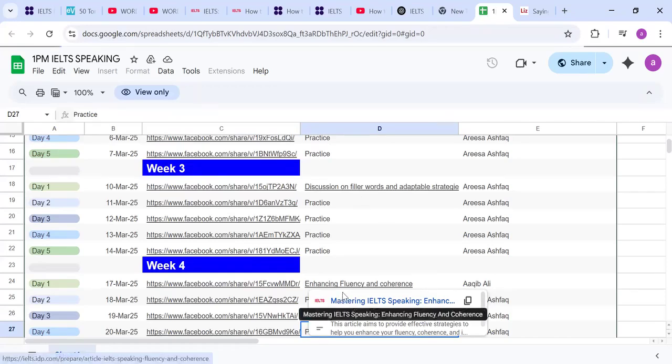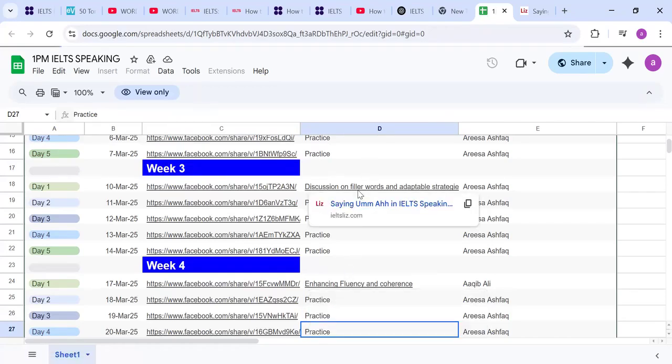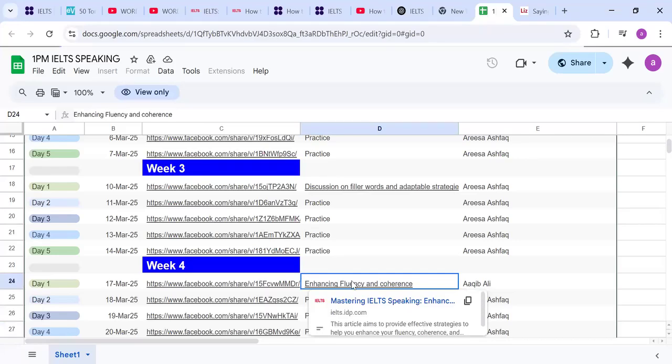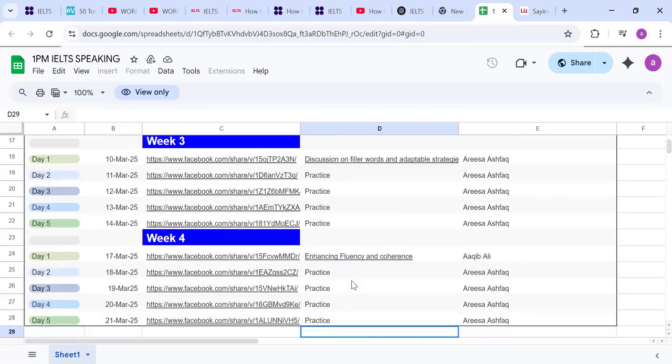To become fluent, we need to avoid filler words as much as possible. Occasionally they are okay, but if you use them excessively, then it is not okay. It can lower your score. And if you record your voice, you will know better how many filler words you are producing. So these are the tips which we discussed.